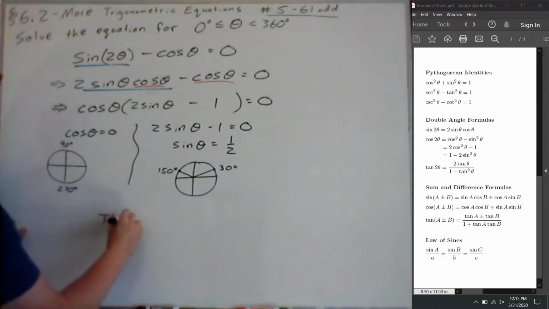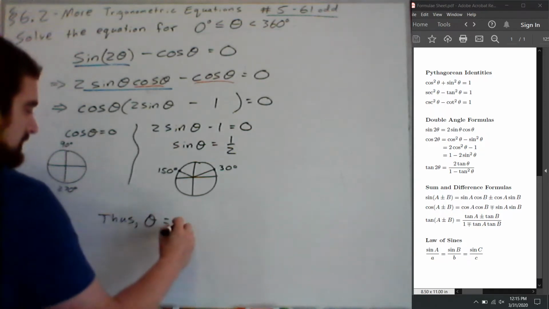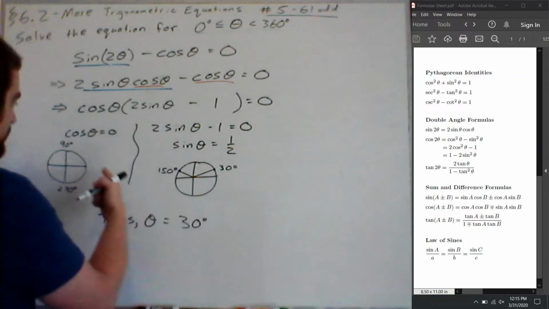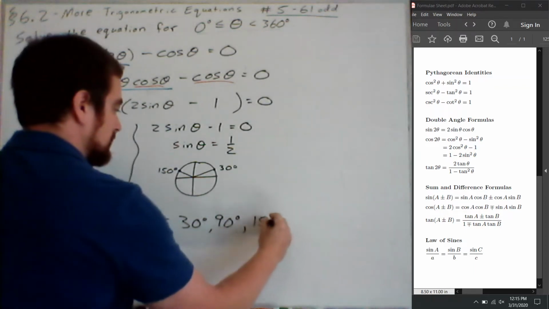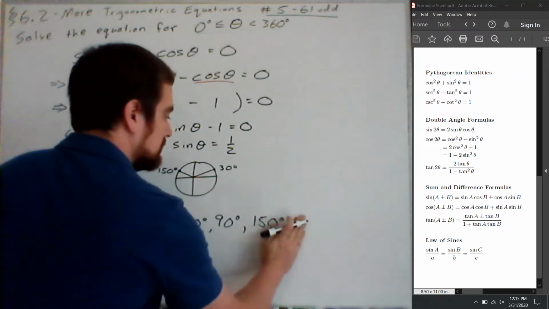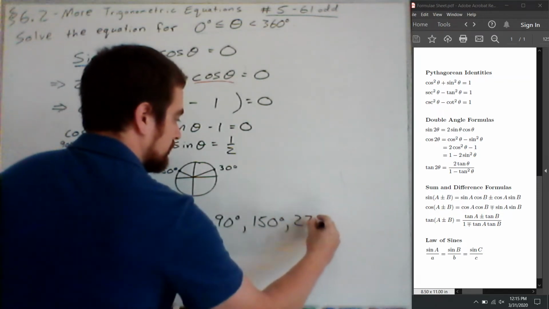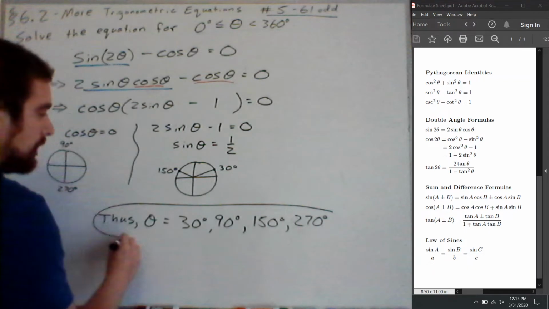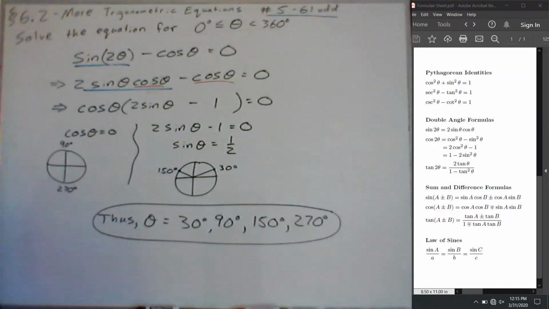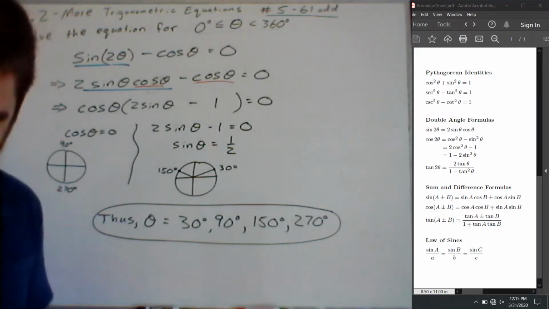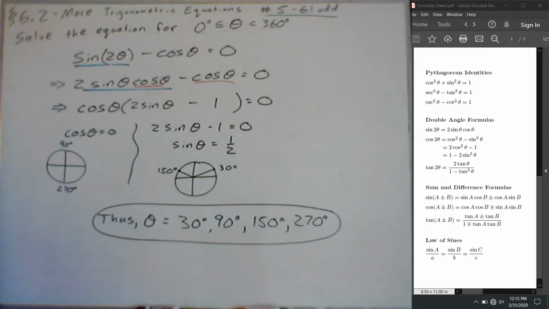Thus, theta is equal to, and we'll put them in order, 30 degrees, 90 degrees, 150 degrees, 270 degrees. You wouldn't be wrong if you didn't put them in order, right? There's nothing saying you have to put them in order, but it just looks a little better. So that one had something a little different to it. That one had a double angle.